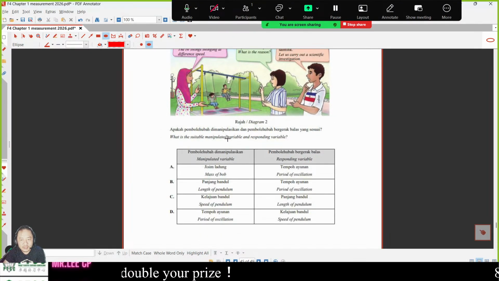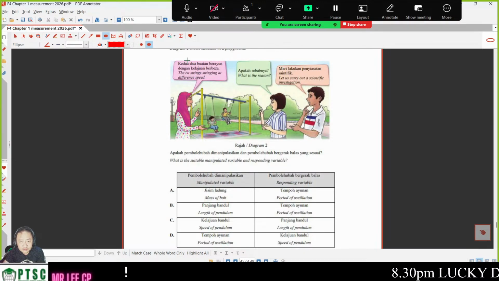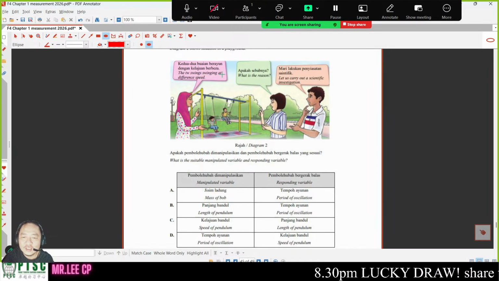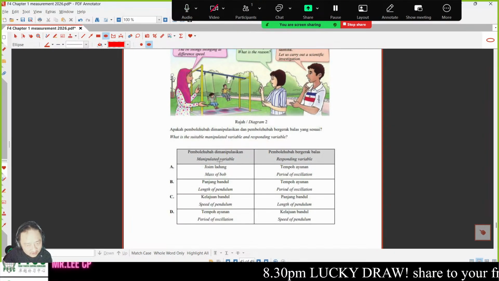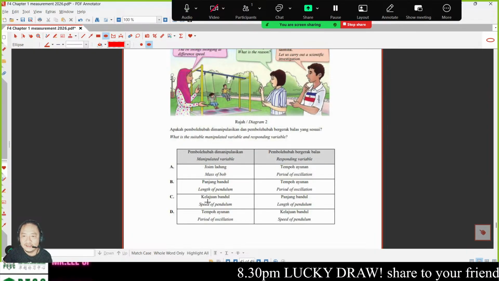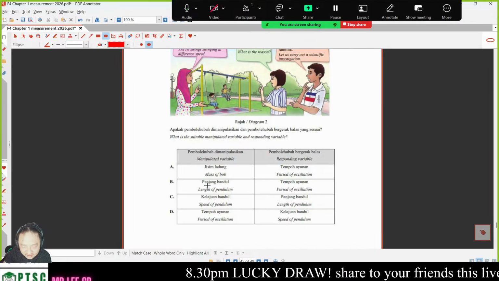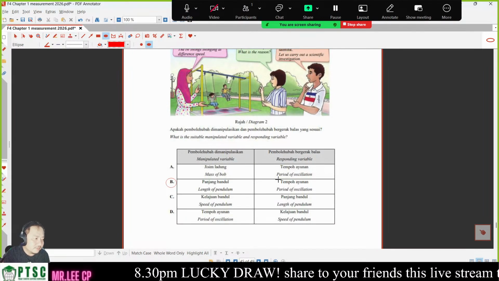What is the suitable manipulated and responding variable? The two swings are swinging at different speeds. What is the reason? Let's carry out the investigation. So manipulated is length. Responding is time, the period. Manipulated is length, responding is period. We just did it just now.